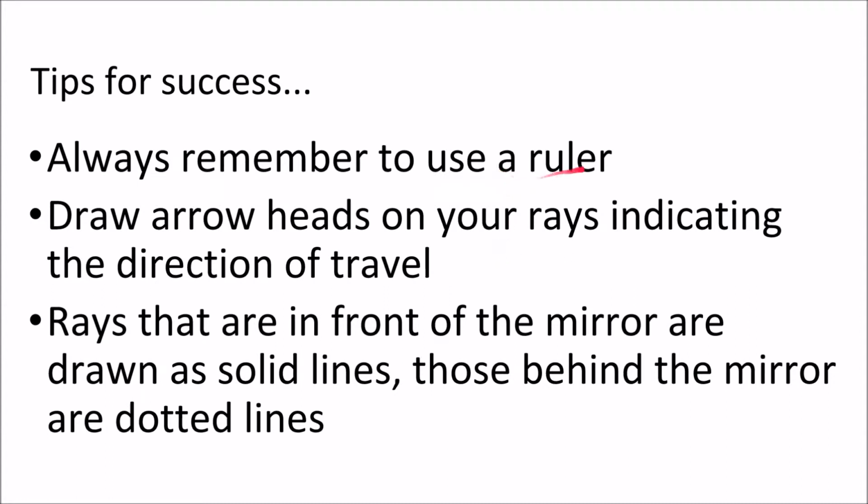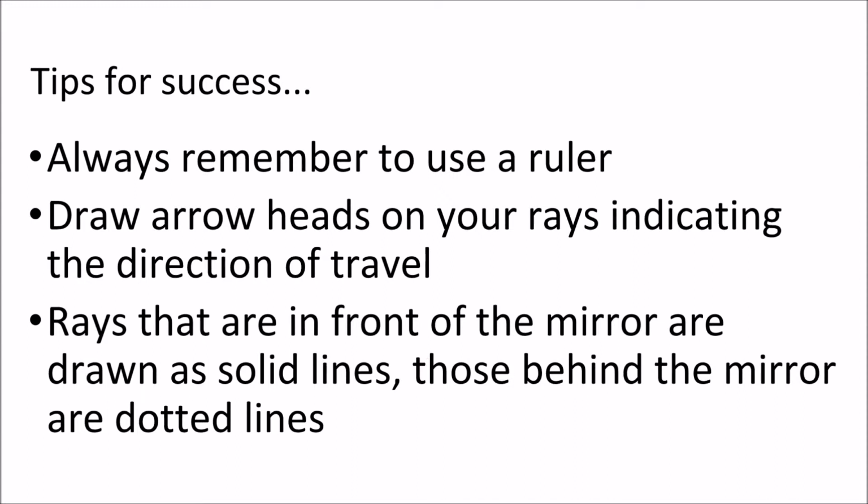You should always be using a ruler. So if you don't have your ruler out, you want to get that ready now. Always use arrowheads to indicate which direction the light is traveling. And when we have an object, remember that the light reflects off the object, hits the mirror, and then travels to the eye. Rays that are in front of the mirror are drawn as solid lines, and those that extend behind the mirror are drawn as dotted lines.